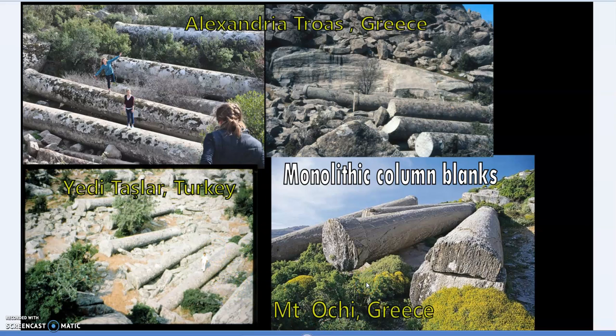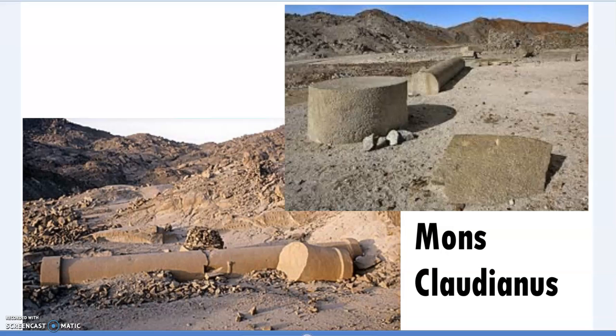Now, these were marble, but marble is still hard to work with. It's not sandstone. It's easier than granite, but the techniques used to work marble are the same as to work granite. But again, we have just an example of monolithic column blanks from the quarry. In some of these quarries, for instance here, the mountain is really high, and there's a big fall off that side as well.